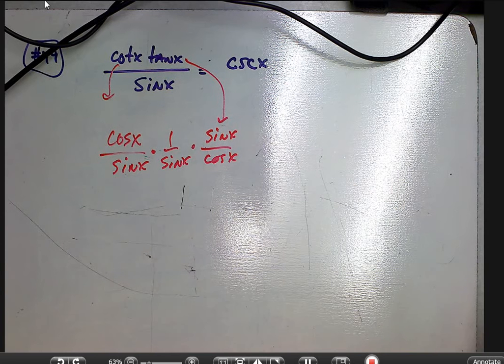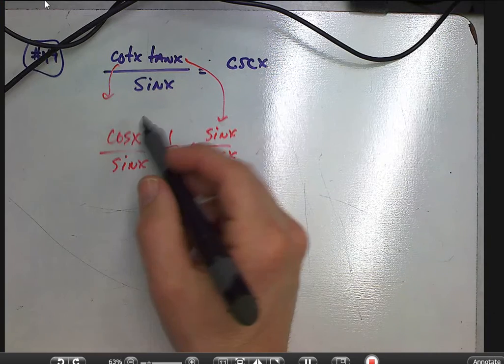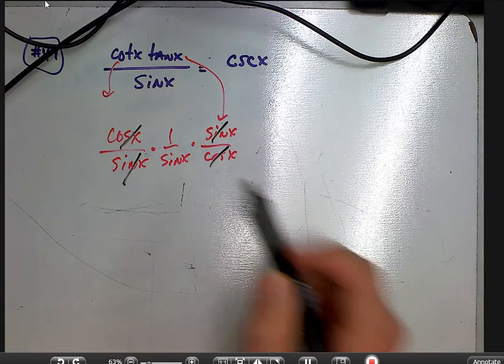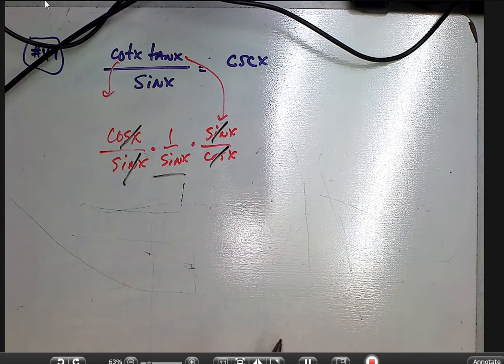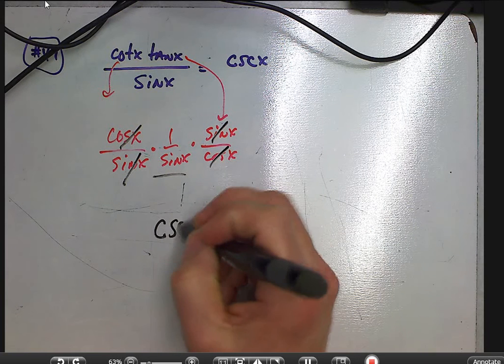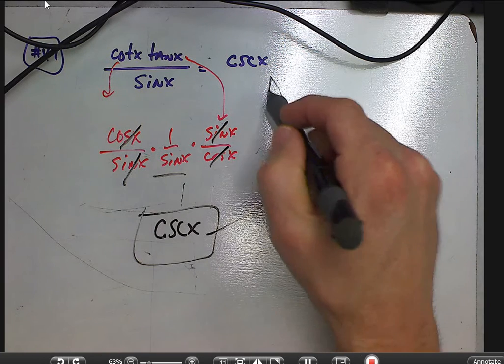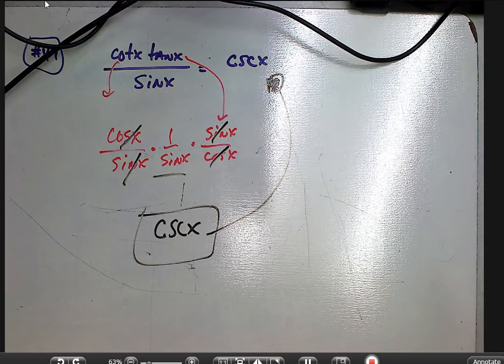Well, you notice that when I cross things out, I have a cosine on top, cosine on bottom. A sine on bottom, a sine on top. The only thing left not marked out is 1 over sine. 1 over sine we know is the cosecant of x, and that matches the original problem, so I know I'm right.